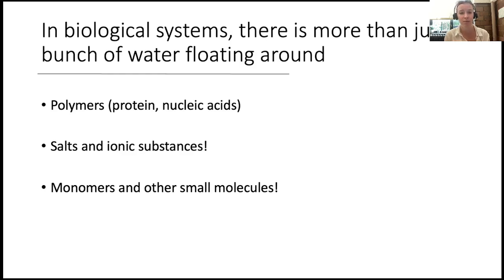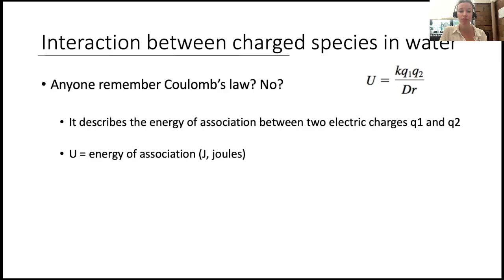So in biological systems, there's more than just a bunch of water floating around, of course. We have many polymers, such as protein and nucleic acid, present in cells. We have salts and all types of ionic substances. And we have monomers and other small molecules. Think glucose. Think lipids. And many of these types of molecules are charged. And so things that are charged or partially charged are going to be something that we think a lot about over the course of this semester.